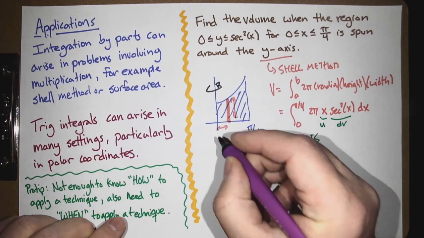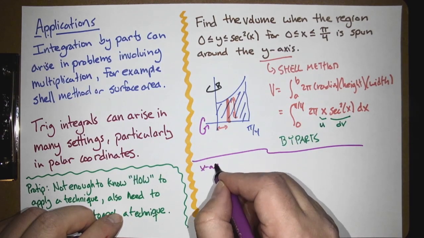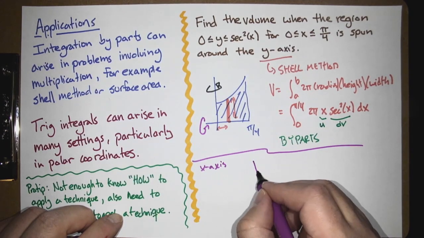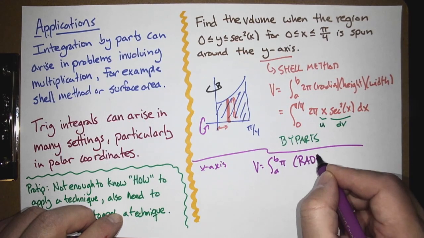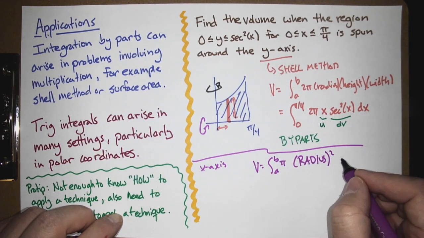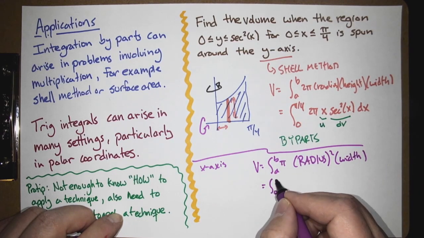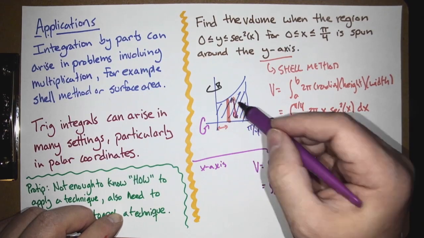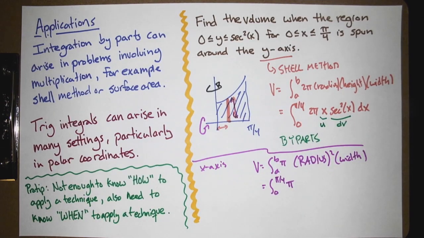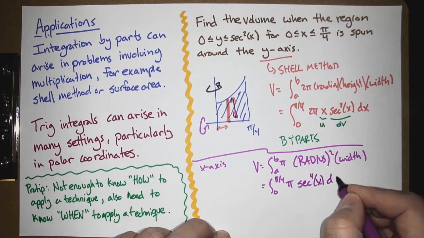But what if the problem had said around the x-axis? Then what would have happened? Then the formula is the integral from a to b of pi radius squared, because it's the disk method, width. So the integral from 0 to pi over 4 of pi. Radius is still that length. So what's our radius squared? Secant to the 4th. And our width is still dx.